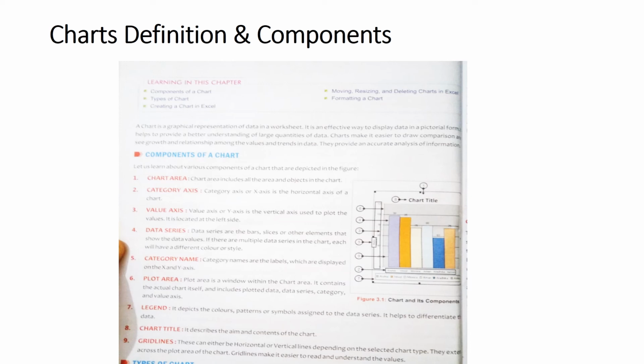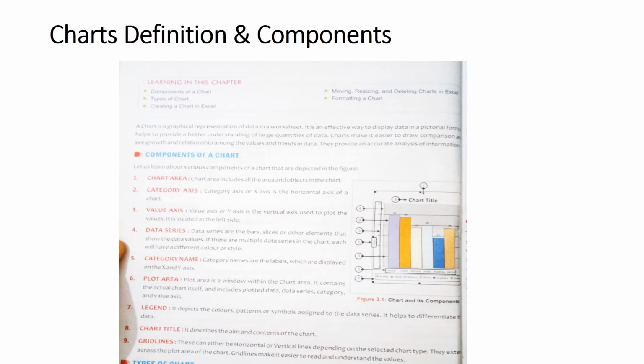Next is chart title, number 8. It describes the aim and the contents of the chart. Here we can write the name of the chart, as well as what the contents of the chart are, or what the ambition is, why we have created this chart, or what data trends the chart is showing, is written in the chart title.